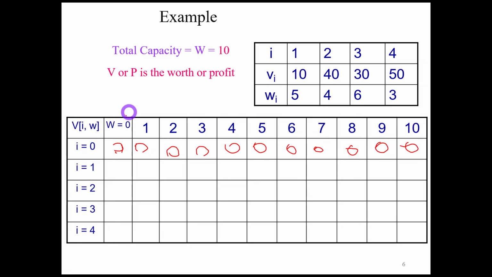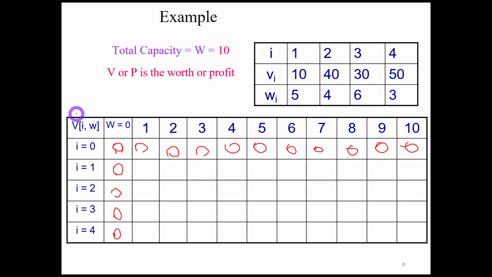Similarly, when I am in this column, my allowed capacity is W equals 0. That means no capacity. So no matter how many items I'm allowed to pick, the worth or the profit will always be 0, right? So I'm going to write 0 all over here. My pointer is giving some problems, so you have to bear with it. These are all zeros.